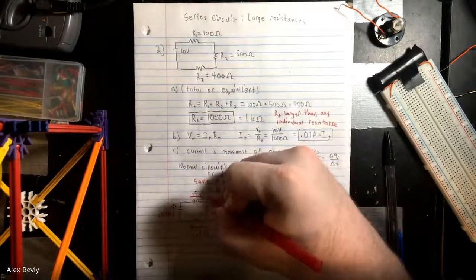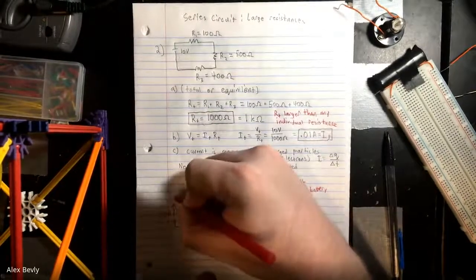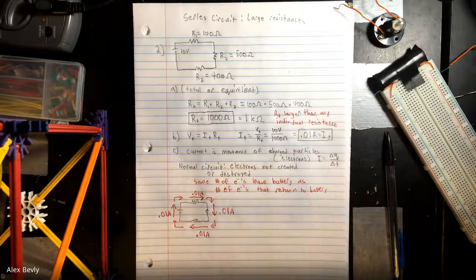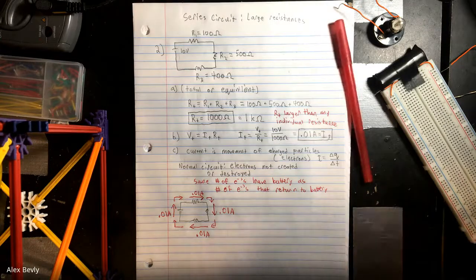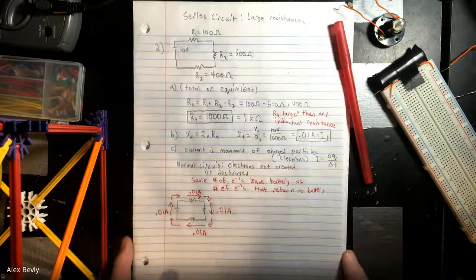So we're going to see that our current is not changing throughout each of these. Unless there's a freak event and a random cosmic ray hits one of these. But that's not going to be any significant amount.